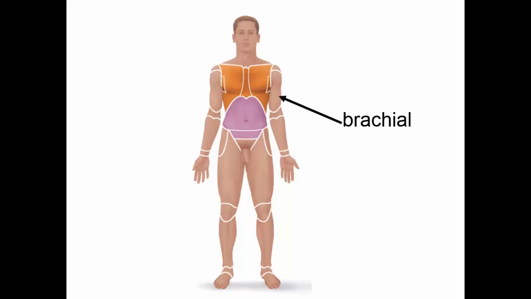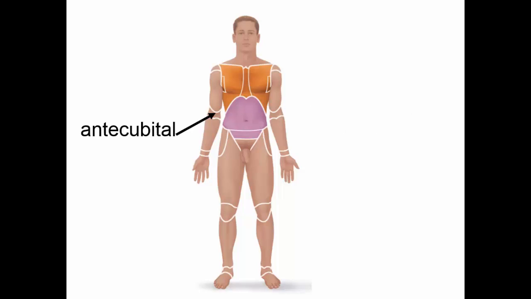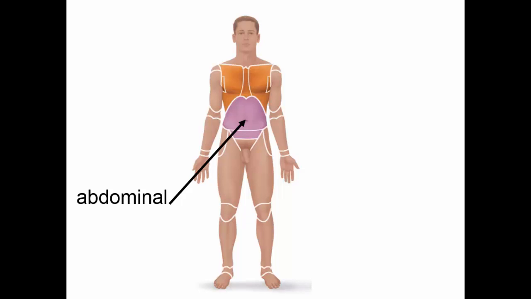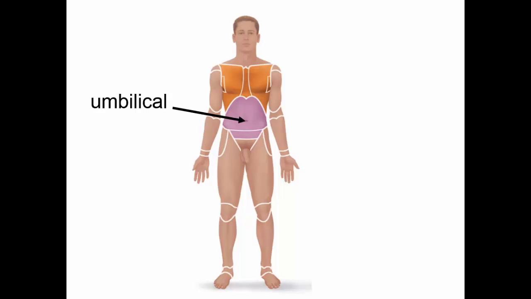The upper arm is brachial. The bend in the elbow is antecubital. The wrist is carpal, and the palm of the hand is palmar. Your fingers and your toes are referred to as your digits, so anything referring to them is digital. The area below your diaphragm, most of the part of your lower body cavity, is the abdominal area. Right in the center of the abdominal area is your belly button. This is the umbilical area.